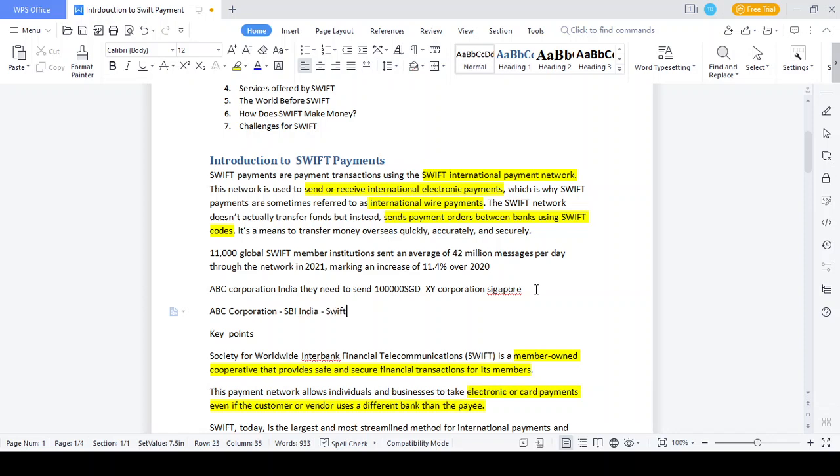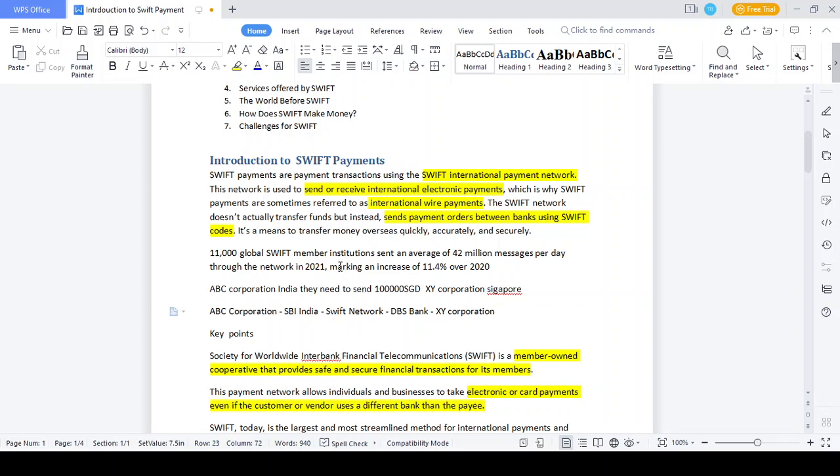Using the SWIFT network, the funds should be transferred to XY Corporation, but XY Corporation holds its account in DBS Bank. See, this is the flow. ABC Corporation needs to send 10,000 SGD to XY Corporation Singapore. What will happen? ABC Corporation holds an account with SBI India and XY Corporation holds an account with DBS Bank. Both banks use the SWIFT network and transfer the money from INR to SGD. This is what we call a SWIFT payment.